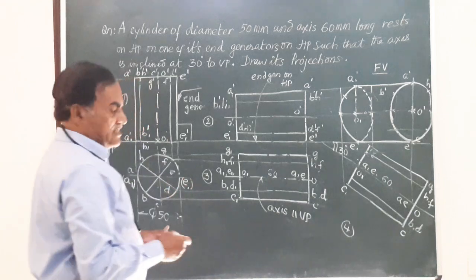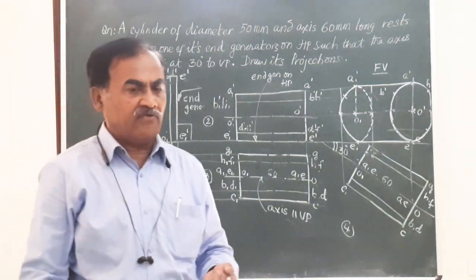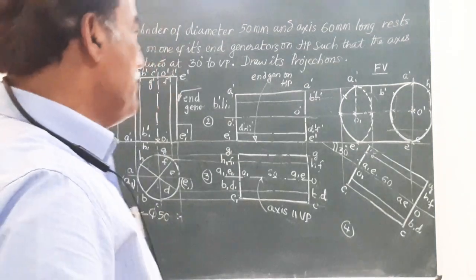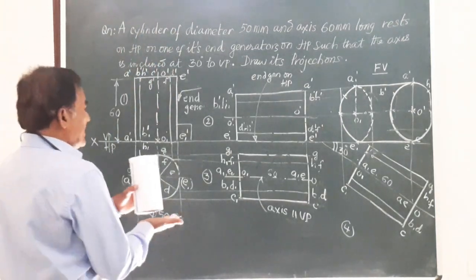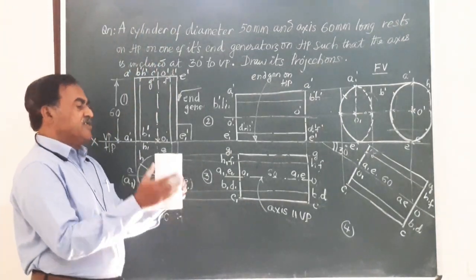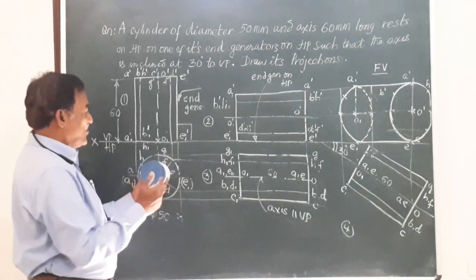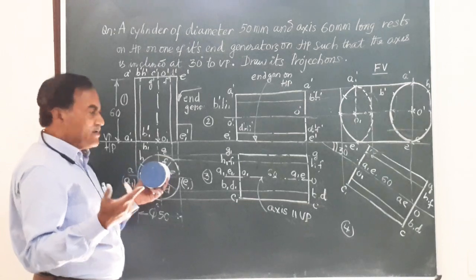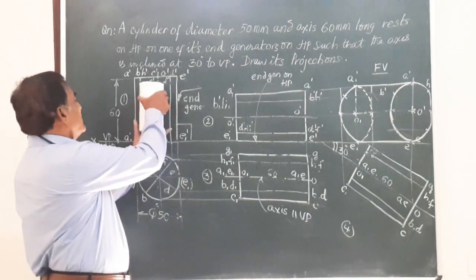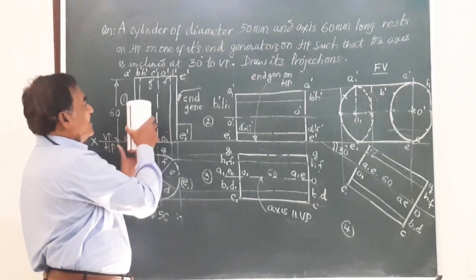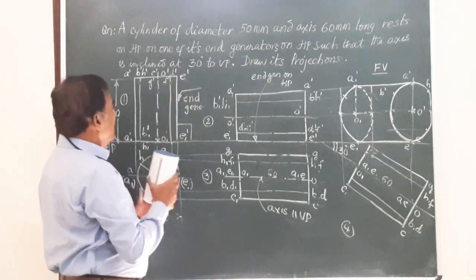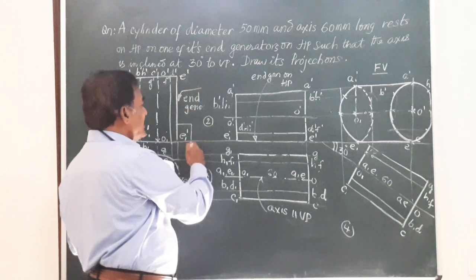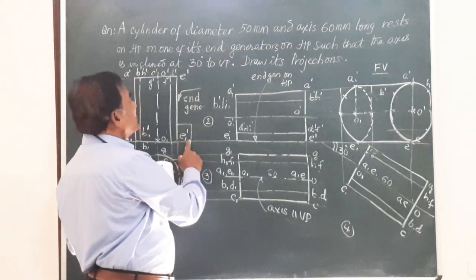So once again, a sort of revision I can have for it. Friends, the object initially was made to rest on one of the circular faces on HP, and we got the top view, a circle. The circle I have divided into 12 equal parts, and we obtained the front view, a rectangle. Then in that rectangle, the last line was one of the end generators that was perpendicular to HP.